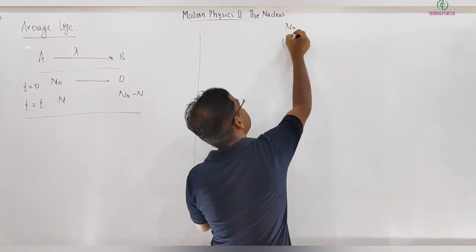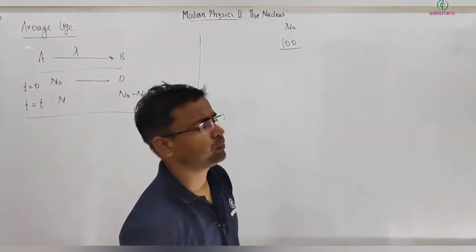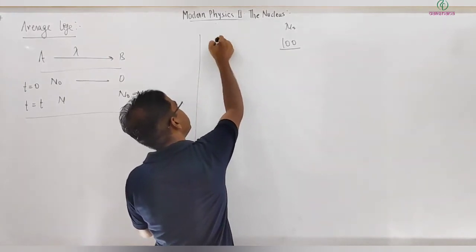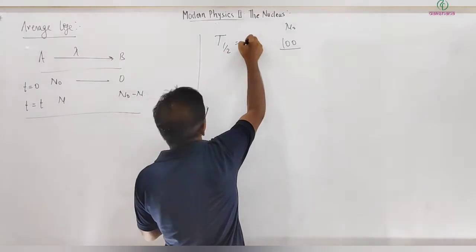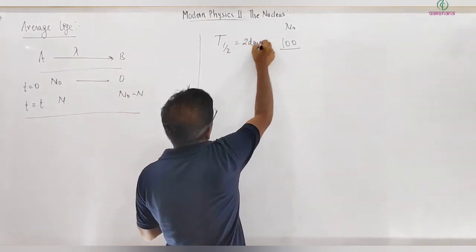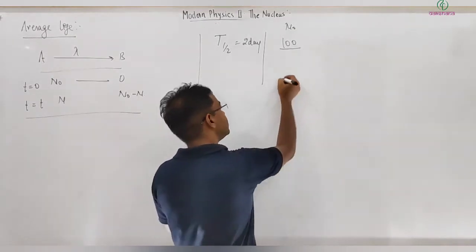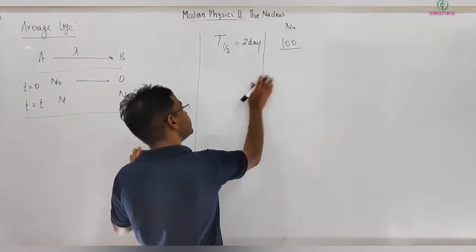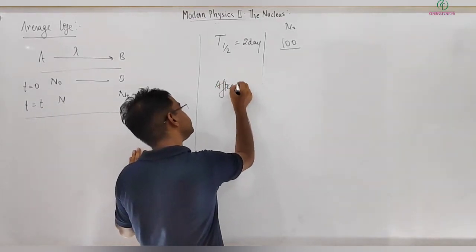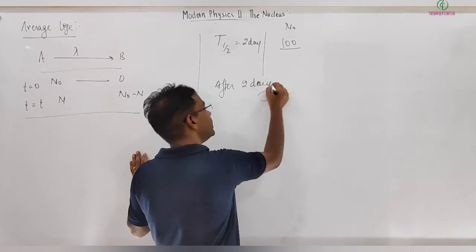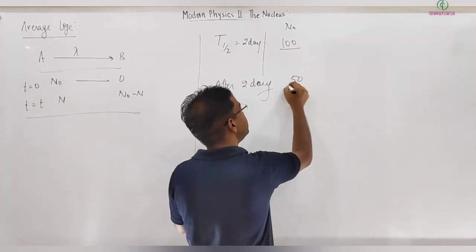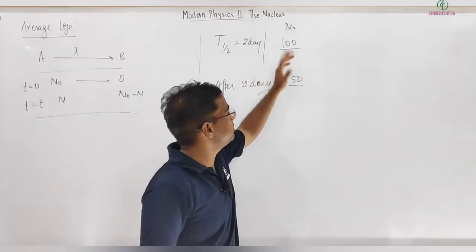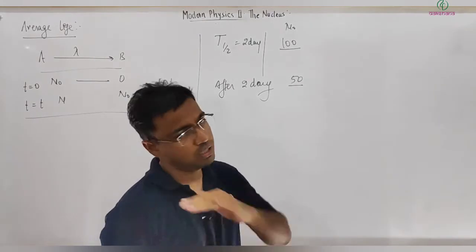Let's say initially we have 100 radioactive nuclei, and let's say T half for some imaginary, hypothetical radioactive nuclei is 2 days. So after 2 days, how many radioactive nuclei will be there? After 2 days, the number of radioactive nuclei left is exactly 50, because it's exactly one half-life. In one half-life, the radioactive nuclei will have decayed by half. Half is gone.